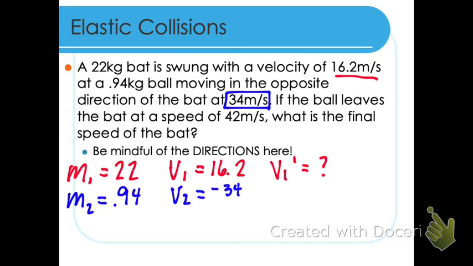The ball leaves the bat at a speed of 42 meters per second. It doesn't give us a clear direction here, but what can we assume? That the ball is moving in the positive direction. So we're going to call V2 prime positive 42, and that means I'm going to go ahead and solve.